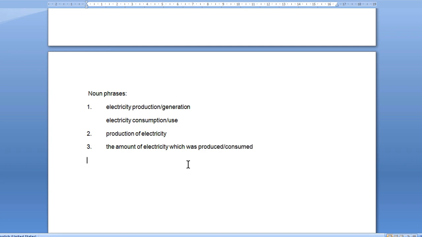Now let me just point out a very common mistake. People don't know how to make this verb from this noun. They say producted and consumpted, and that's wrong. Please know how to make these past tense verbs, the ed verb, from that: produced and consumed. Great. Paraphrase.